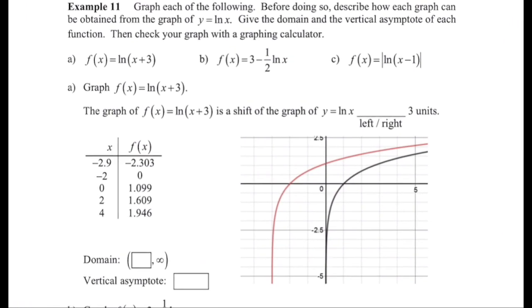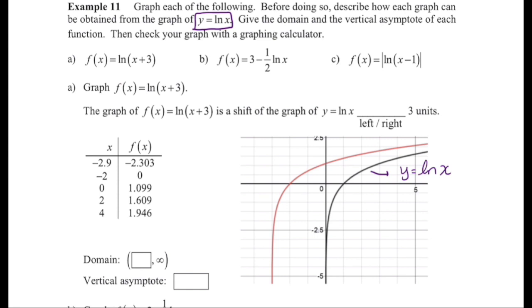So let's graph each of the following and describe, before doing so, how it's obtained from the parent graph of y equals the natural log of x. Then give the domain and the vertical asymptote of each function. On the right here, I have our parent function y equals the natural log of x. And we're looking at the natural log of x plus 3.